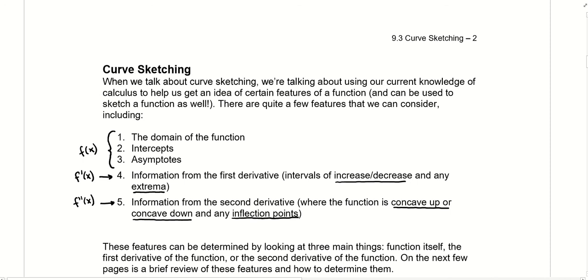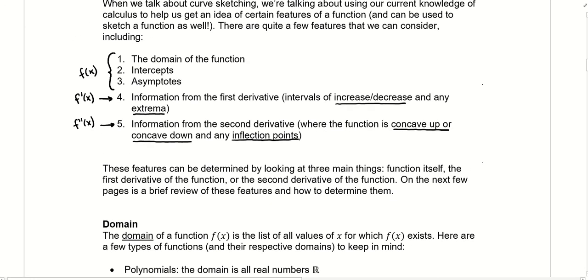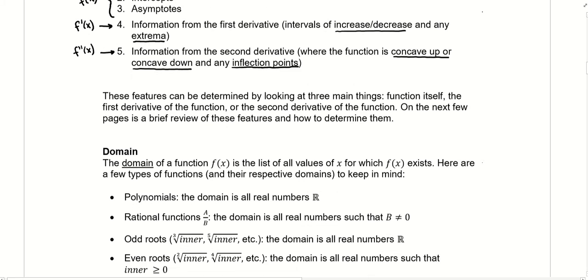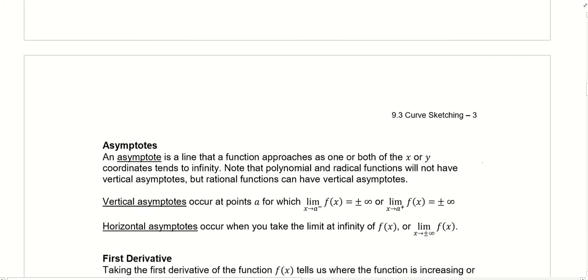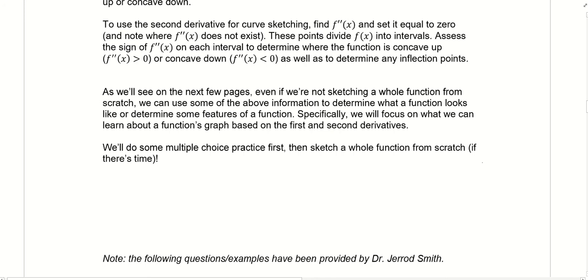So I'm going to go ahead and actually just skip a lot of this for now. I have information about all 5 of these pieces of the puzzle here: the domain of the function, intercepts, asymptotes, first derivative and second derivative. But again, we're going to focus on looking at some of the above information, namely the first and second derivative, to see some features of our function.